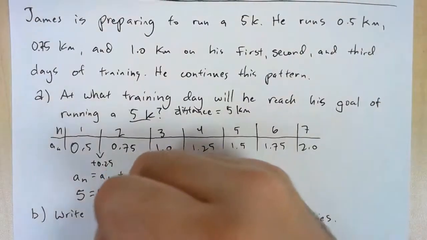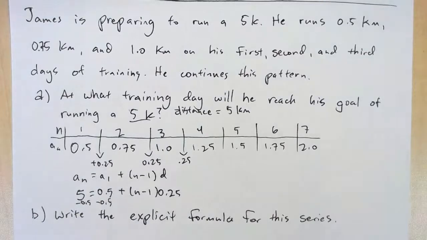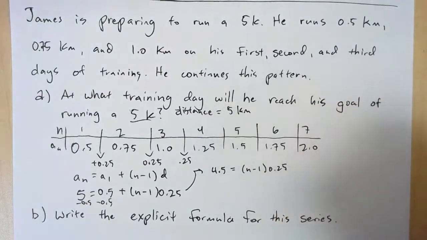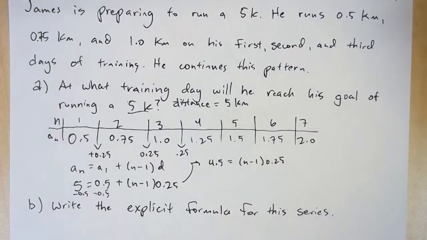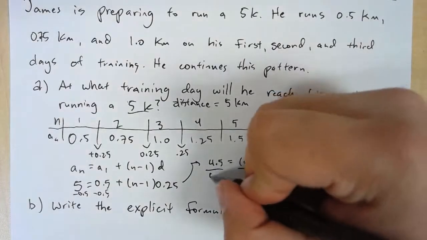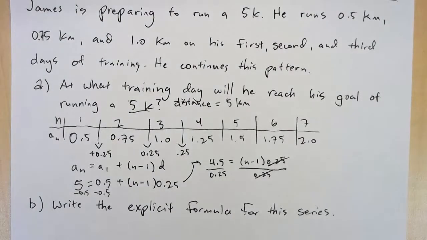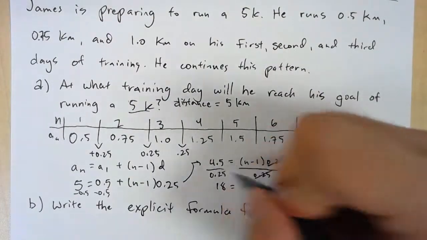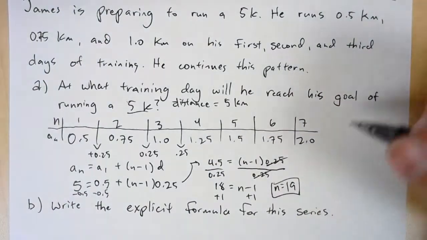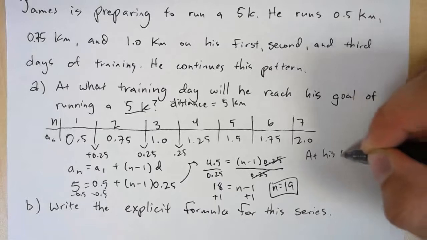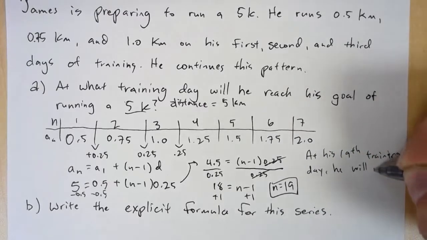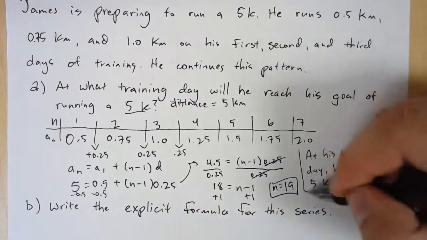We're going to subtract 0.5 on both sides first, so we get 4.5 equals n minus 1 times 0.25. I could distribute this, but I think it's going to make more work for myself. I'm just going to divide both sides by 0.25, since it's 0.25 times this stuff. 4.5 divided by 0.25 gives us 18 equals n minus 1. Then we add 1 to both sides, so n equals 19. That says at his 19th training day, he will run 5 kilometers.